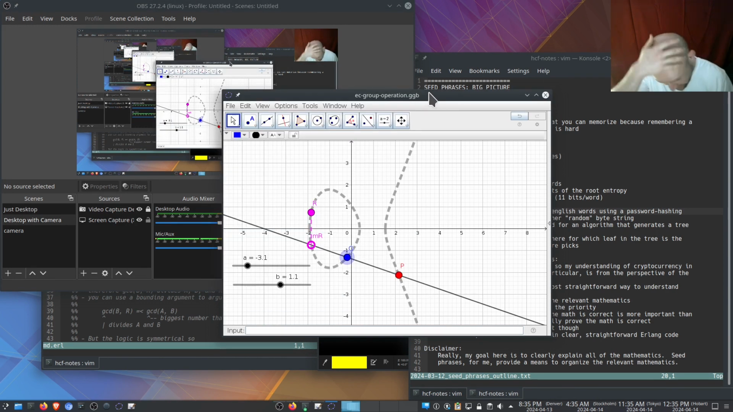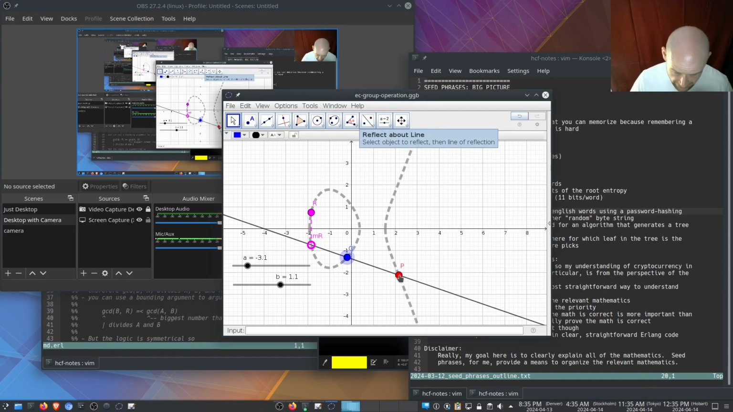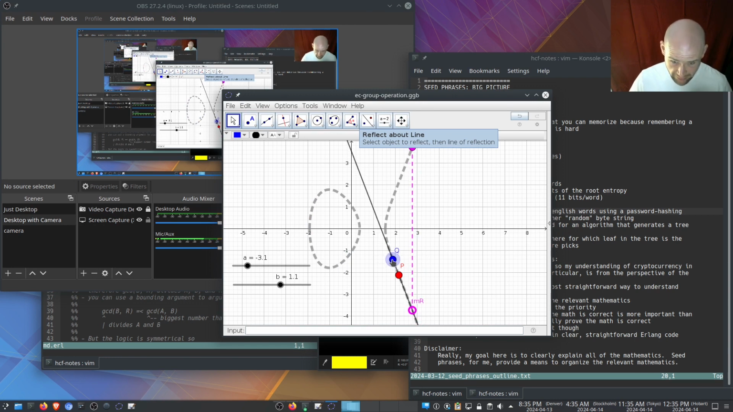So the goal of this series is to explain the seed phrase algorithm, and just to recall our outline: the goal of the algorithm is to generate a tree of key pairs. In the first video I explained what a key pair was. The way the key pair works is we have this elliptic curve. We have this group operation on the elliptic curve where we have 2 points and we can get a third point. And then we have this special limiting case.